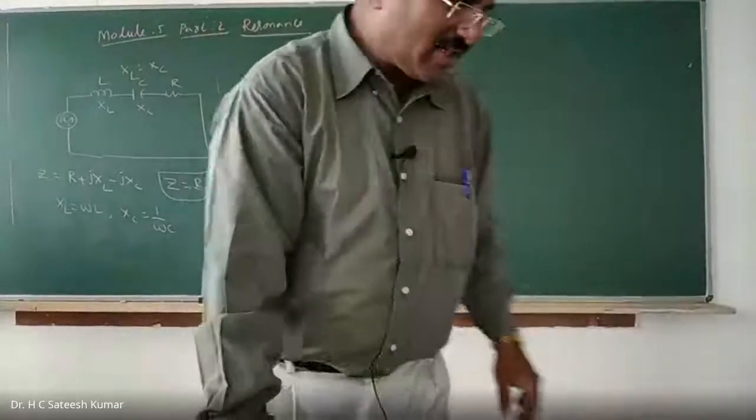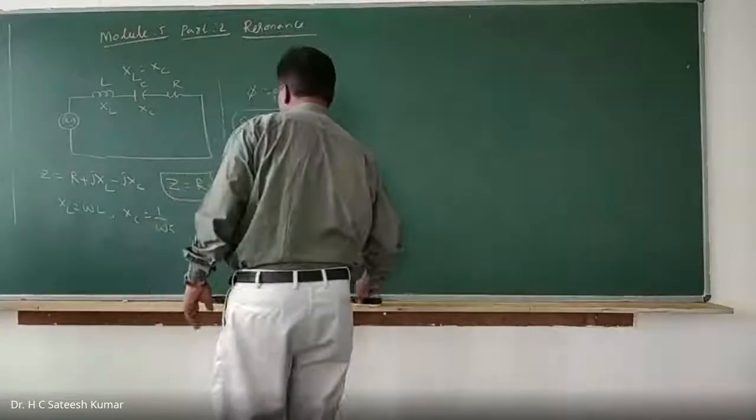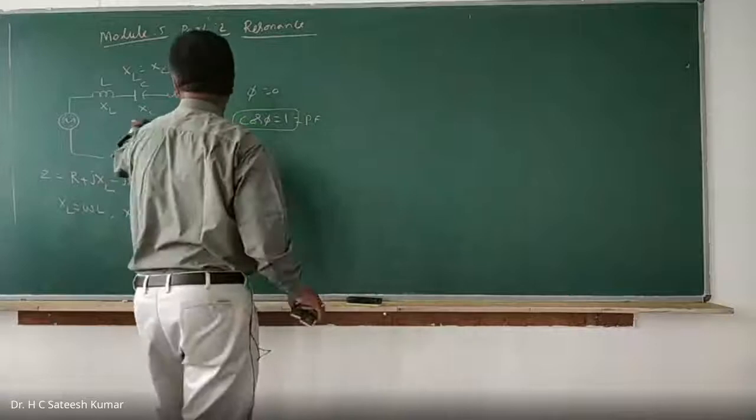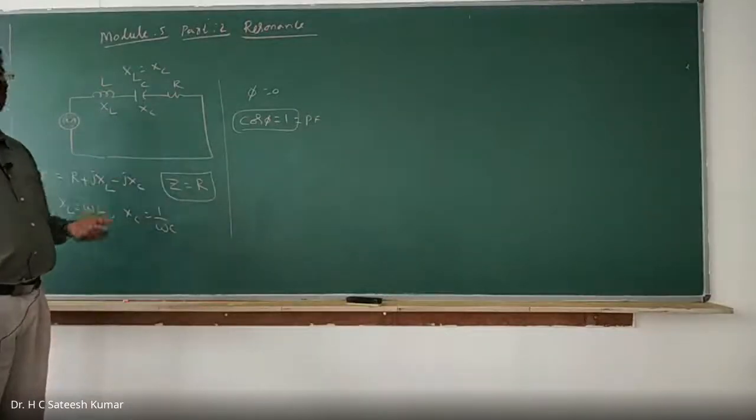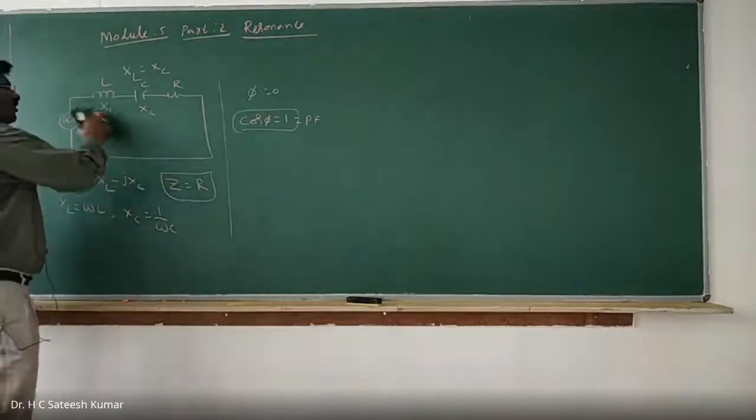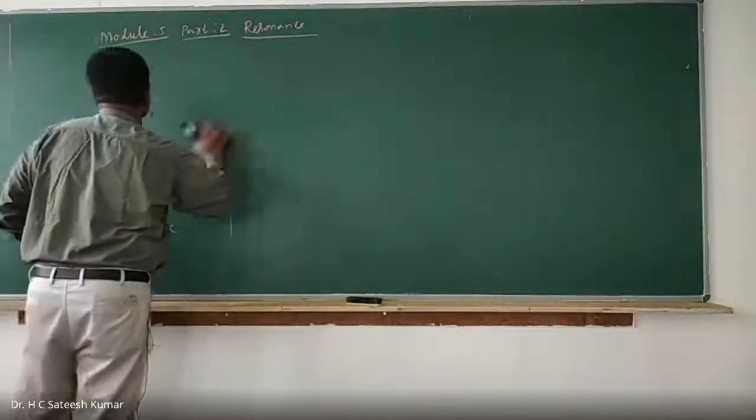In this, basically we have two types of resonance. One is series resonance, wherein the inductance, capacitance, and resistors are all connected in series. And if they are connected in parallel, we call it parallel resonance. Now we shall go for series resonance.